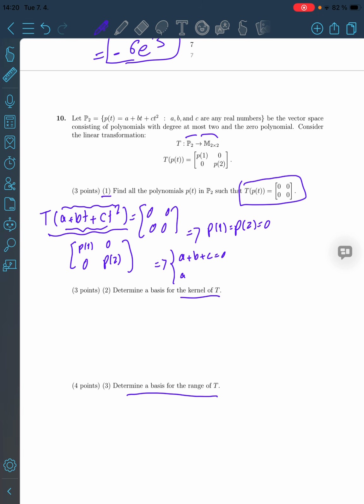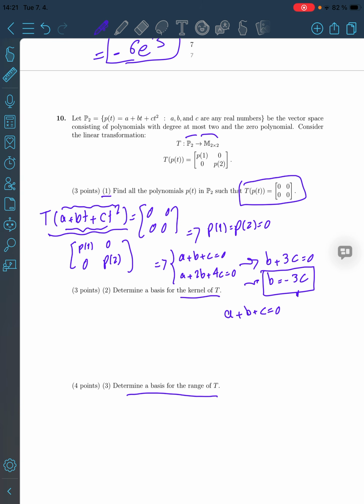Therefore, a plus 2b plus 4c is also equal to 0. I can subtract those equations and then get b plus 3c is equal to 0. Therefore, this implies that b is equal to -3c. This is one relation. And then the second relation is that I can substitute this into the first one and then say a plus b plus c is equal to 0.